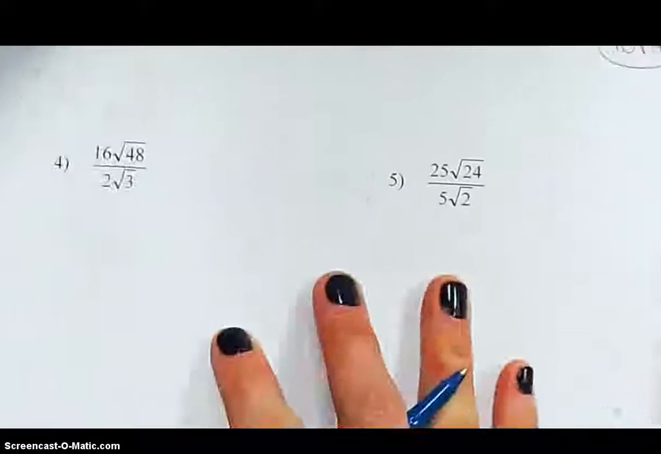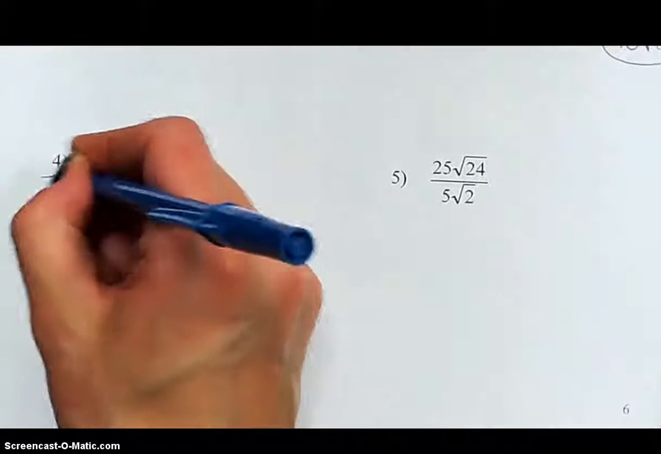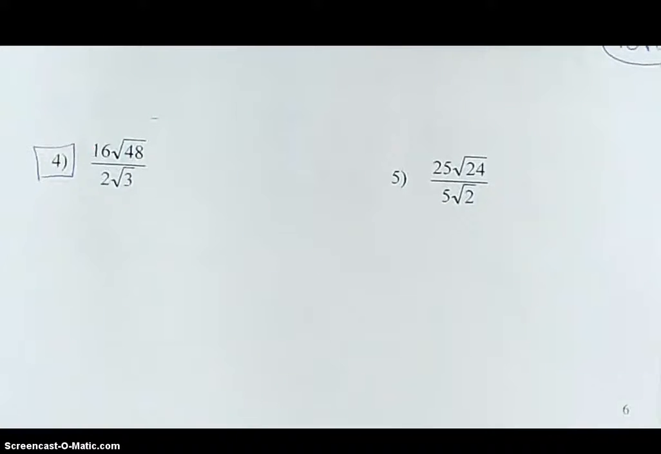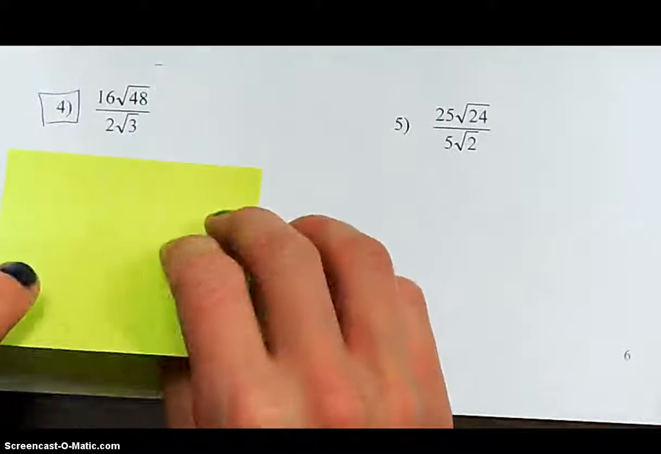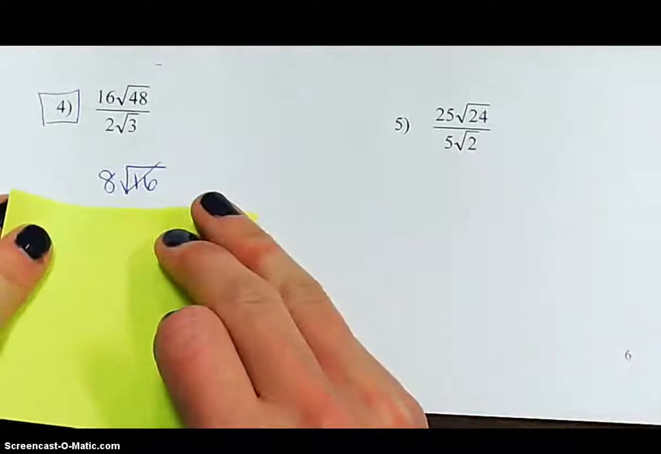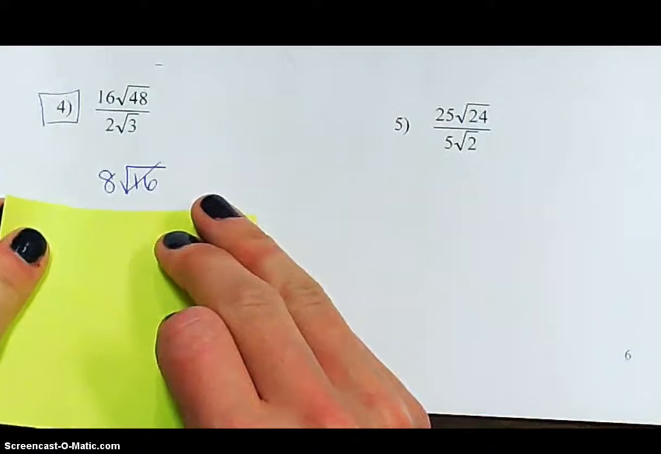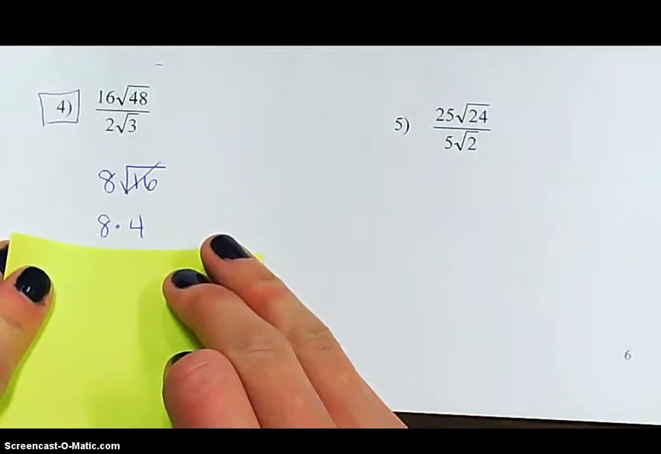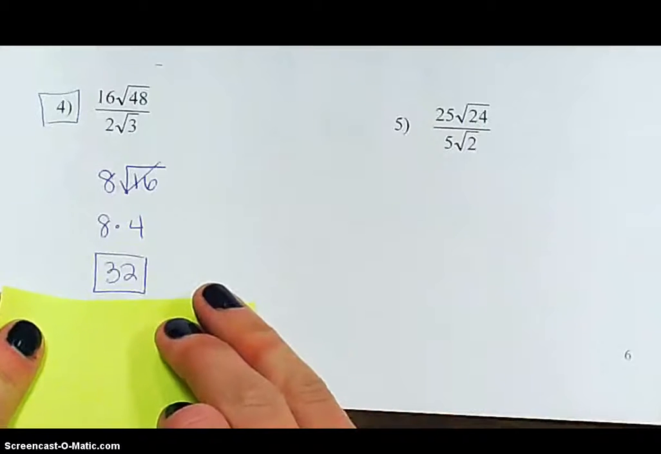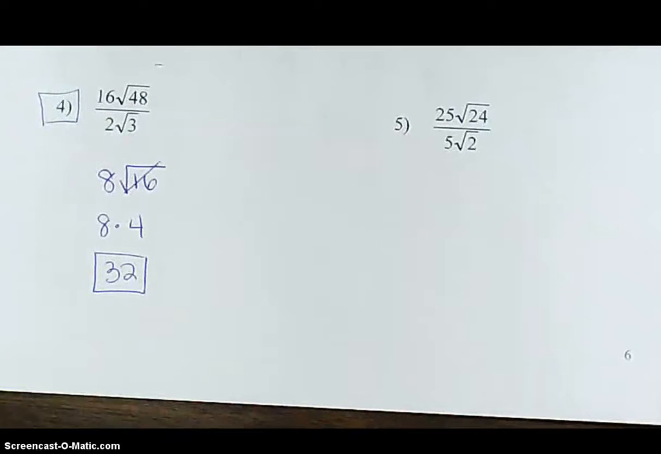Okay, next up, I'd like you to try number 4 on your own and then plug your answer in. Okay, let's take a look. When you divided, were you able to get 8 radical 16? And then 16 is a perfect square, so the square root of 16 is 4. 8 times 4 is 32, and we've got it.